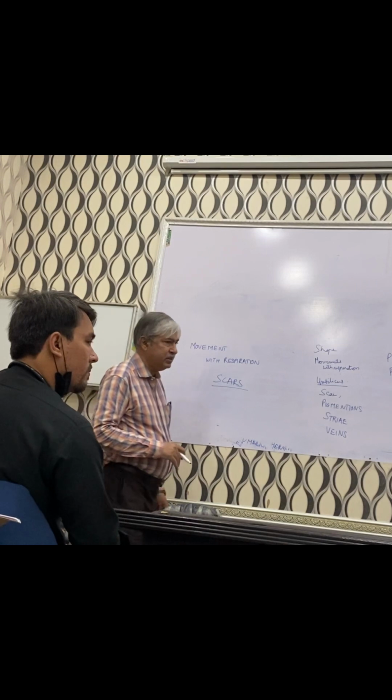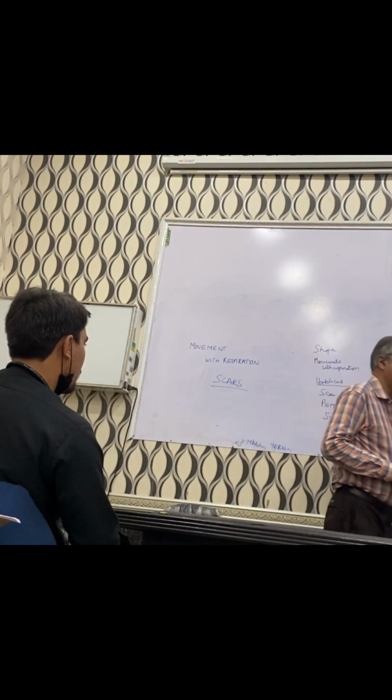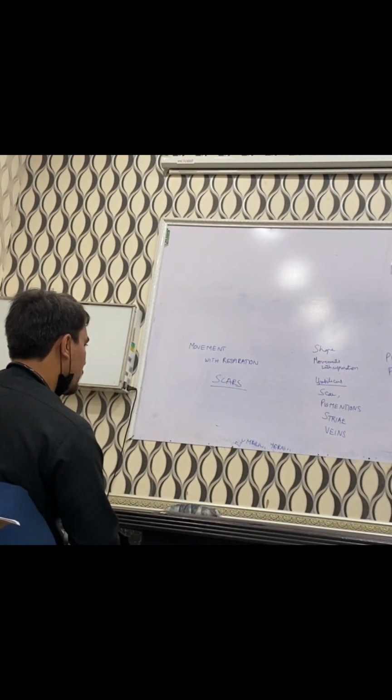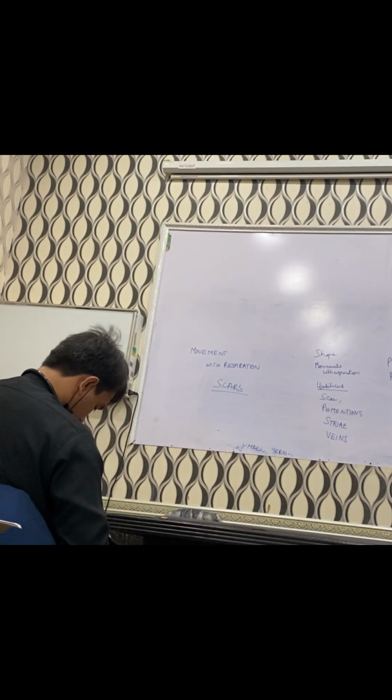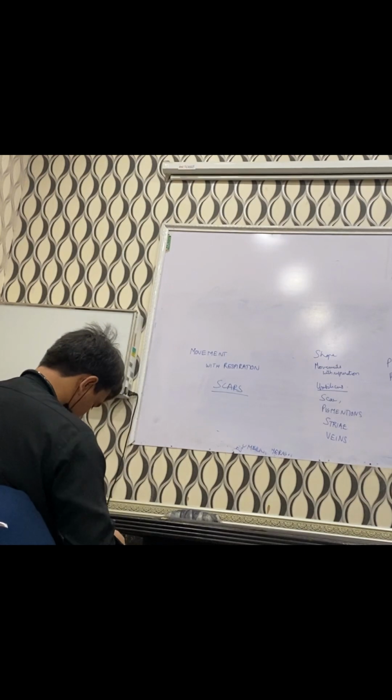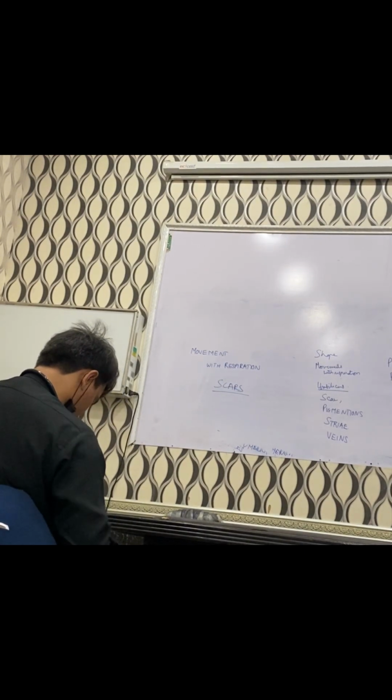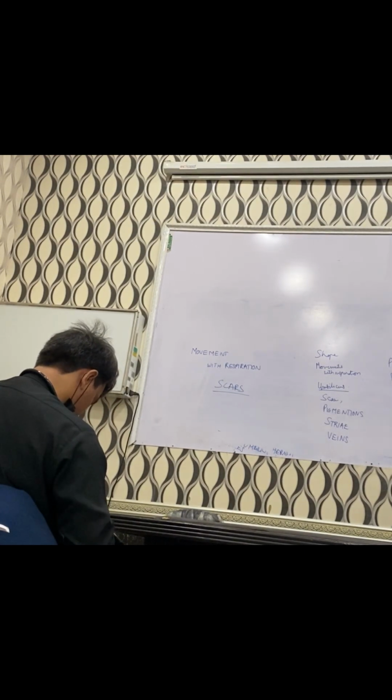White scars indicate old scars, meaning the surgery was done 8-10 years ago. Red color scars mean recent, the surgery was done 1-2 months ago. You should see the color of the scar, whether it's a white scar or red scar. White scar means old surgery, red scar means recent surgery.